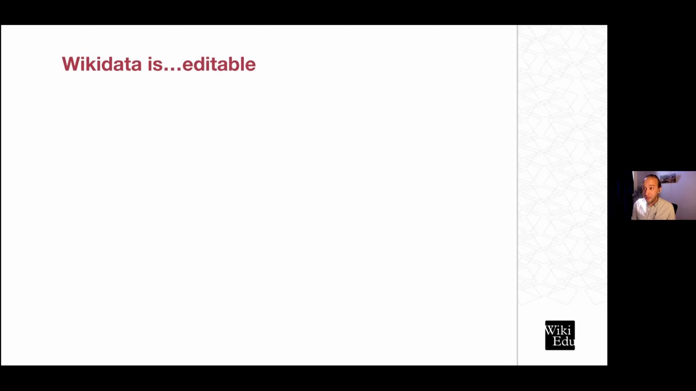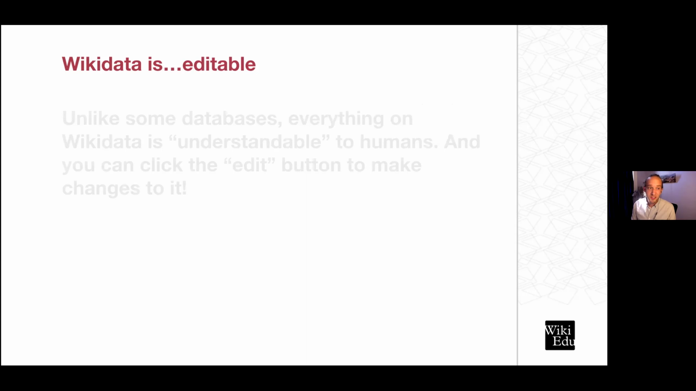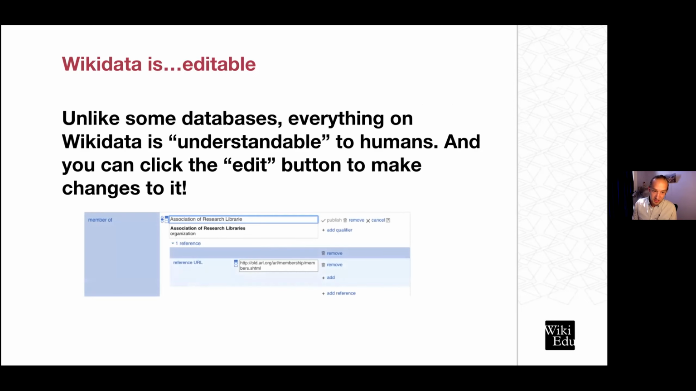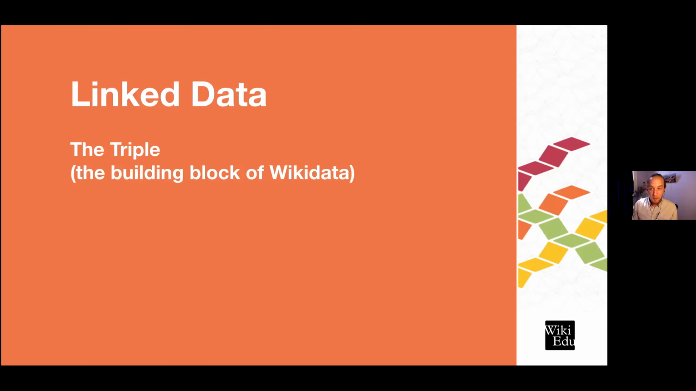Wikidata is also editable, so you can participate in it right now, and there are 25,000 active users currently. So it is interpretable by humans, and you can also add things to it, which is very important. And so this is just an example of how you can edit things on Wikidata. Just some quick background on how Wikidata is structured, and then we can get into some research examples.